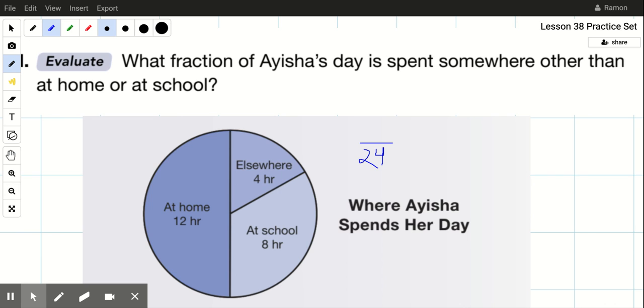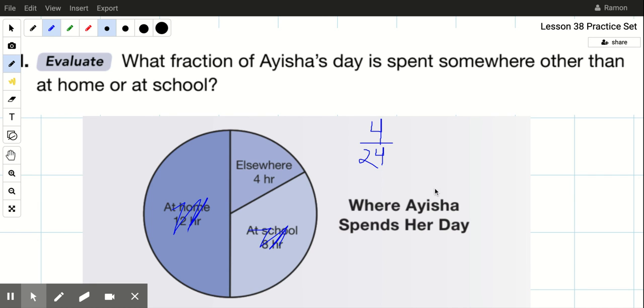Now, what fraction does she spend somewhere other than at home or school? So you look at the time she spends at home. We don't want to look at that right now. The time she spends at school, we're also not looking at that. So then let's look where she spends her time elsewhere. And that's going to give us 4 hours of her time that is spent in other places that are not home or school.